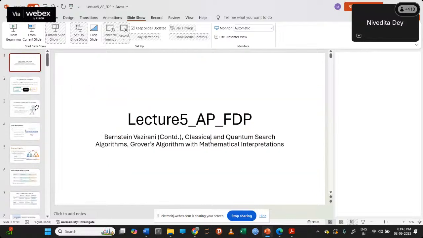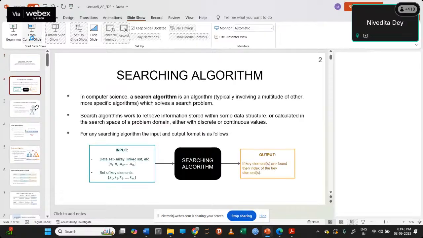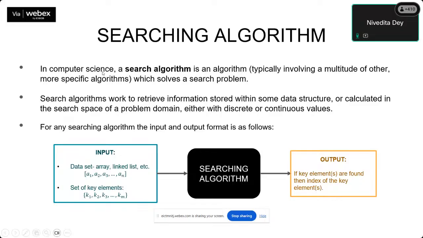So Barnston Wazirni continued. This part we have seen. So next we will be continuing with this. Today we will be looking into Grover's algorithm. I think today is the last class, so we'll not waste a minute here.